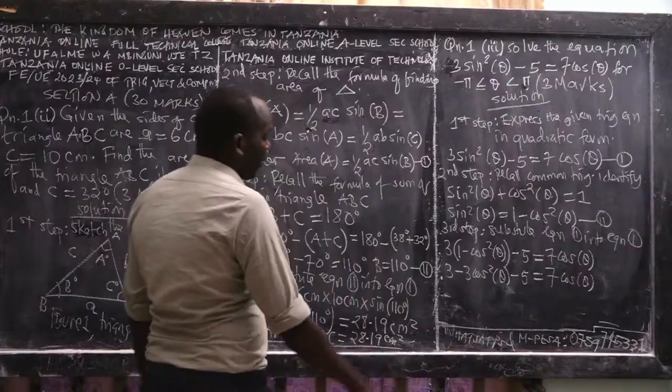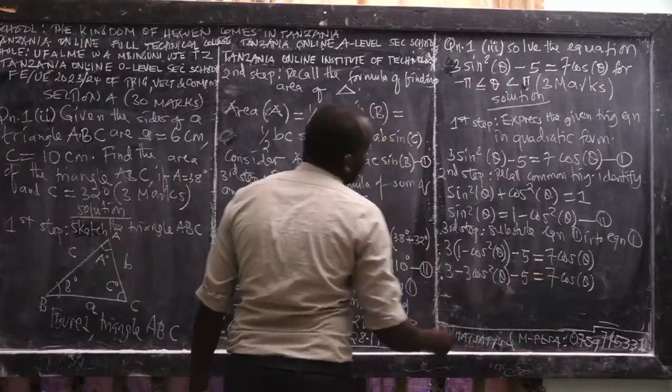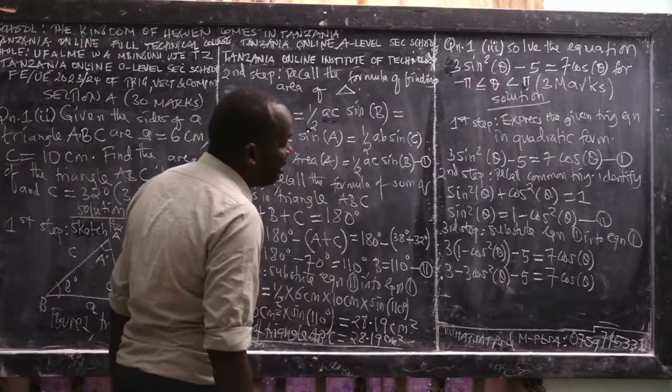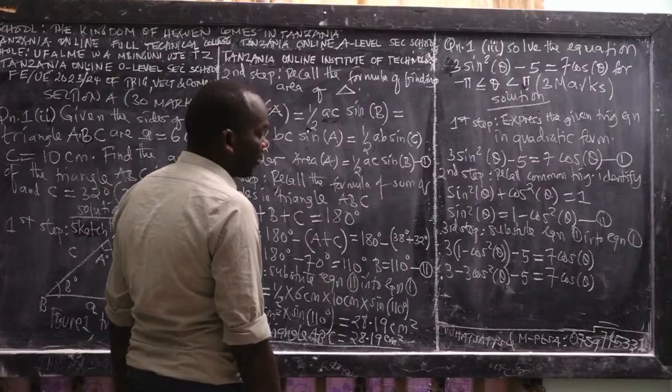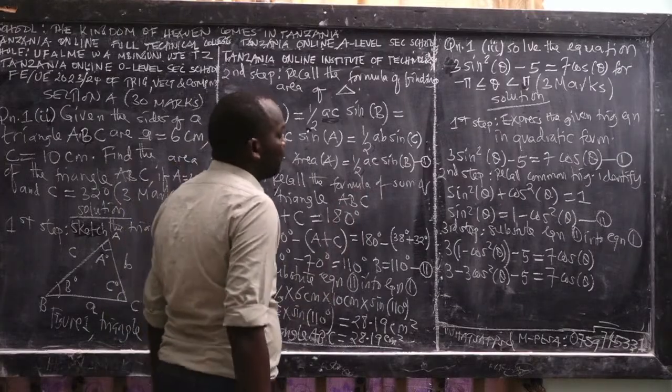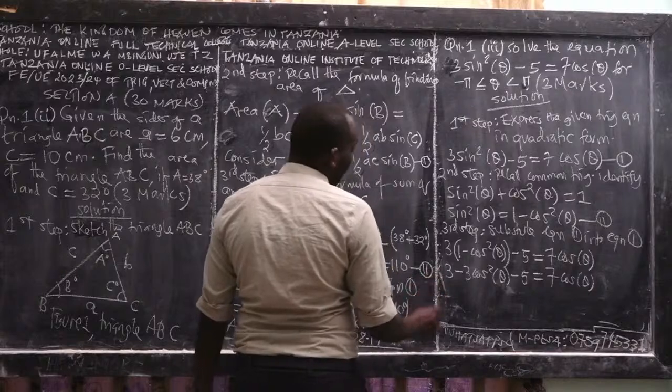Haya. Kwa hiyo sasa we have a single trigonometrical function which is cosine. You can express in what? You can express in quadratic. It means that in quadratic form. So how we can express in quadratic form?